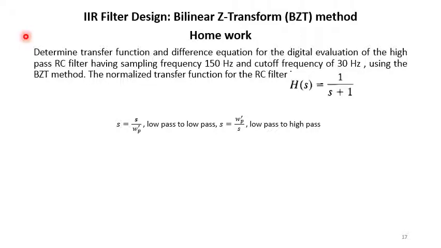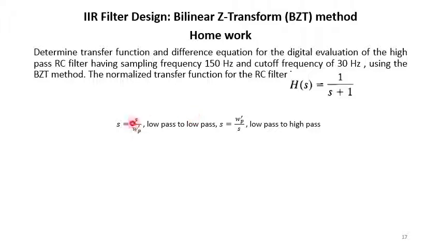So let's have another example. In fact, it's a homework problem. Here we are given the transfer function. We need to find the transfer function and difference equation for the digital equivalent of the high pass RC filter having a sampling frequency of 150 Hz and a cutoff frequency of 30 Hz. You have to use the BZT method. The normalized transfer function for the RC filter is given as this. I hope that's straightforward. You can just do it. It's similar to what you have already done.